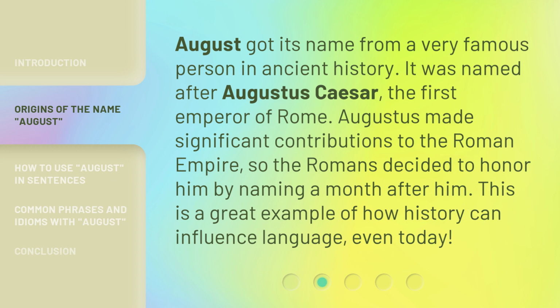August got its name from a very famous person in ancient history. It was named after Augustus Caesar, the first emperor of Rome. Augustus made significant contributions to the Roman Empire, so the Romans decided to honor him by naming a month after him. This is a great example of how history can influence language, even today.